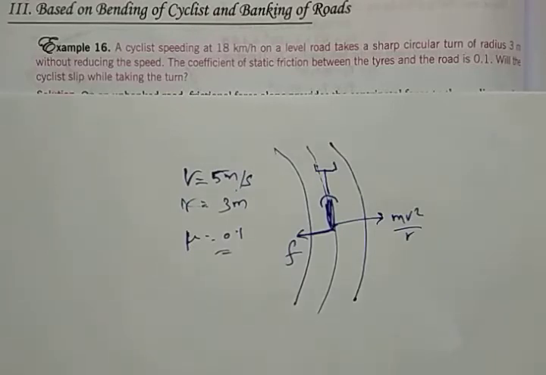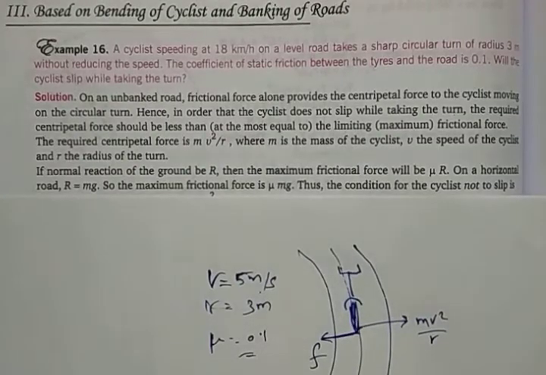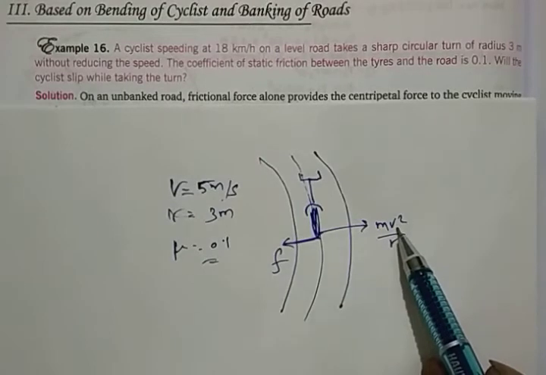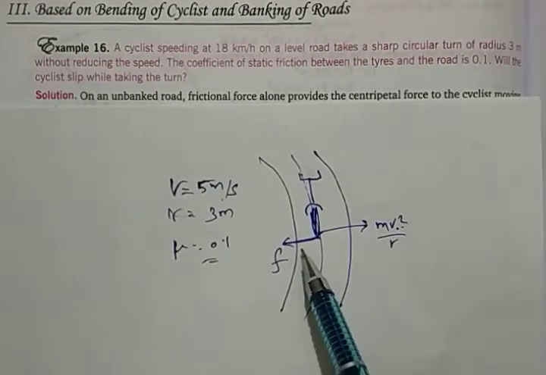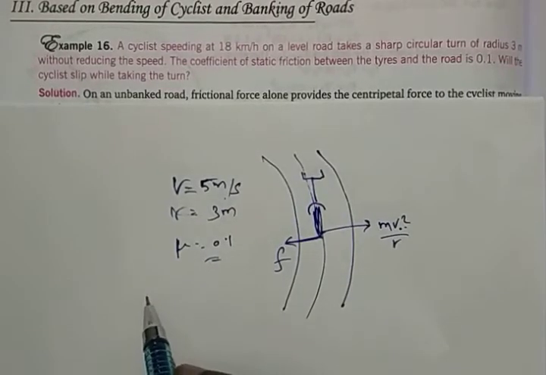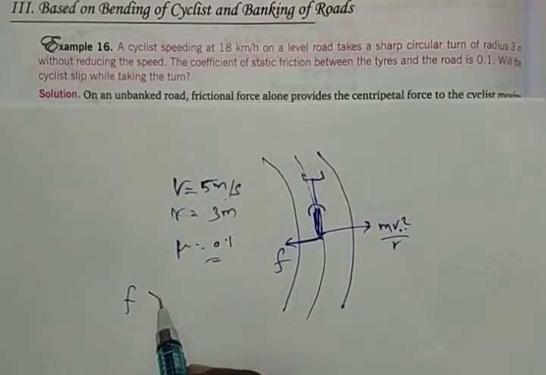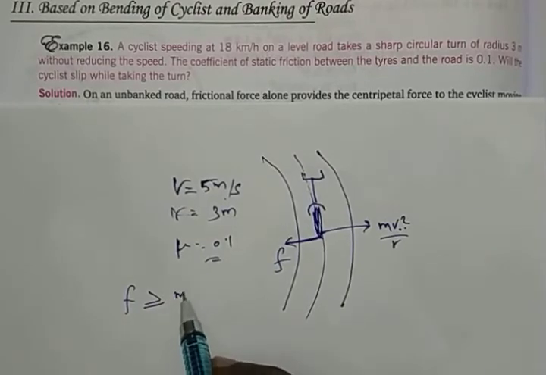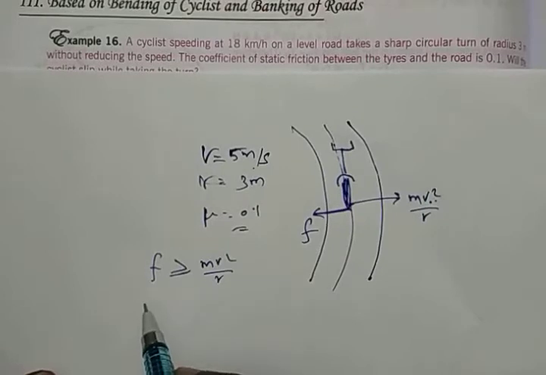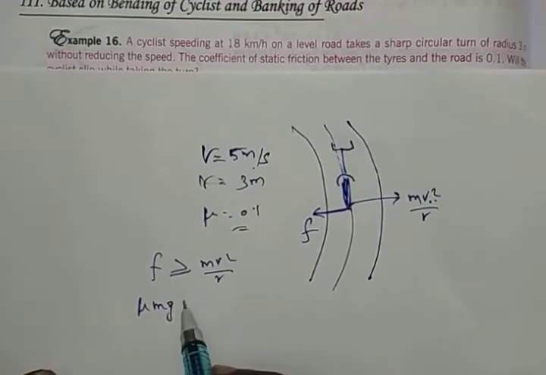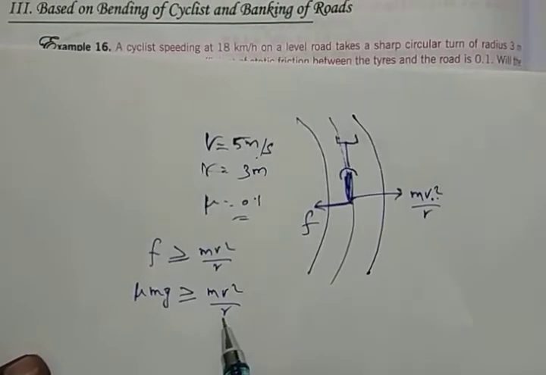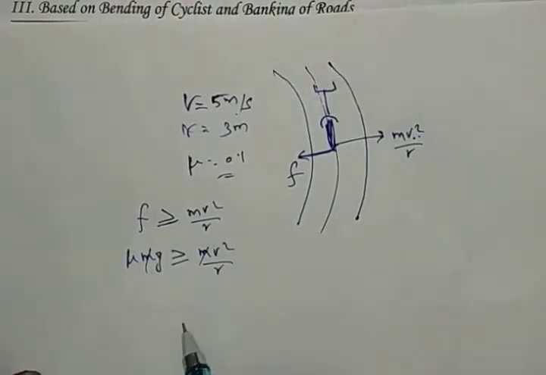As we go ahead, we see the main point is the velocity. Greater the velocity, the higher the chance to slip. So let us equate: the frictional force should be greater than or equal to mv squared by r. Right? Then only he will not slip. So mu into m into g should be greater than or equal to mv squared by r. Then mass can get cancelled out.